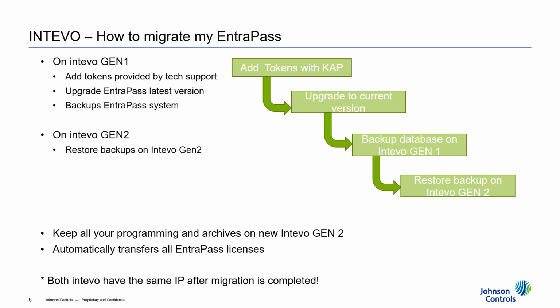Now, both INTEVOs having the same IP after migration is going to be important. You're going to take box one down off the network, and you're going to put box two on the network, keeping the same IP schema. This way, all of your devices just automatically start communicating.